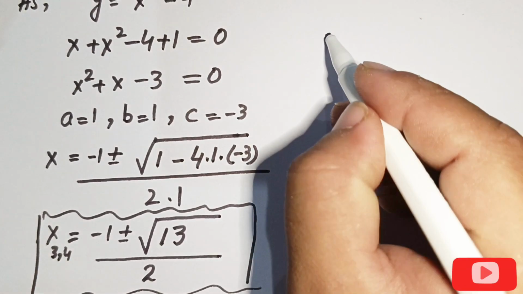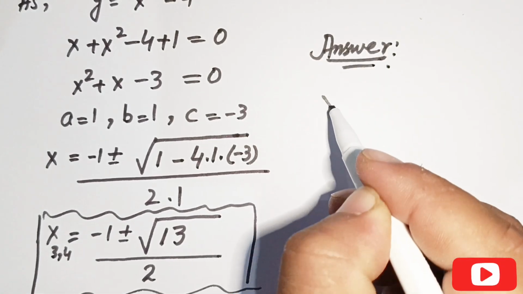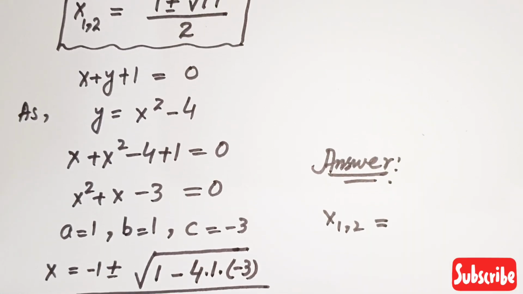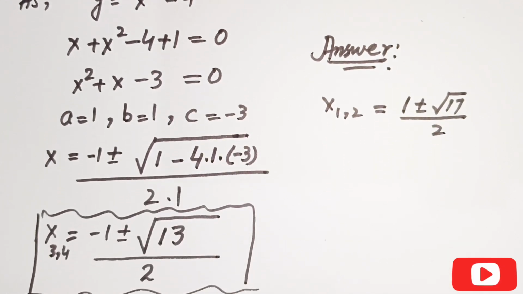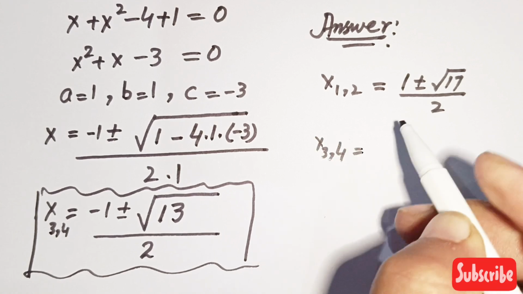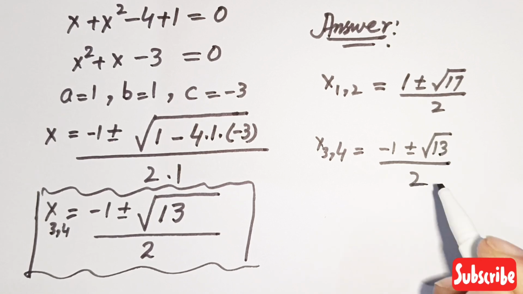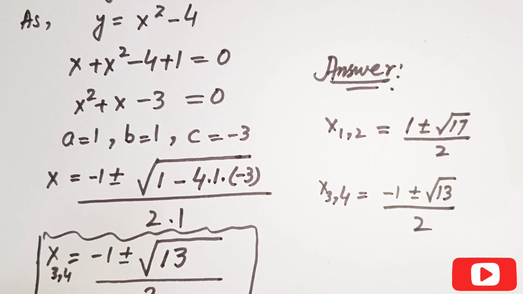So here we write our final answer. We have x1 and x2 equal to (1 ± √17) / 2, and similarly x3 and x4 equal to (−1 ± √13) / 2. So these four solutions are our final result.